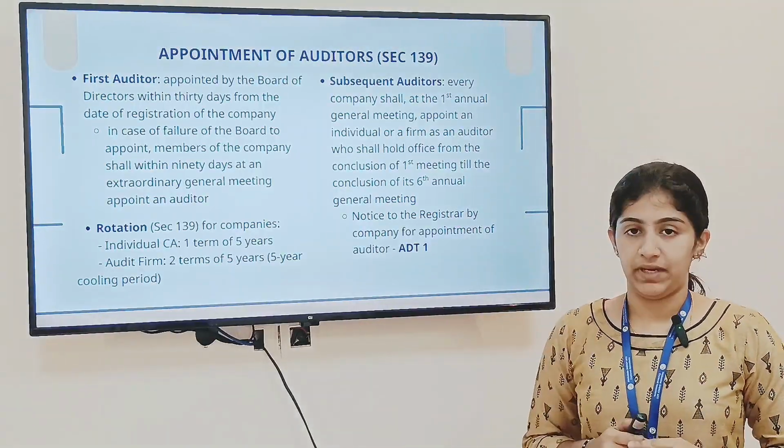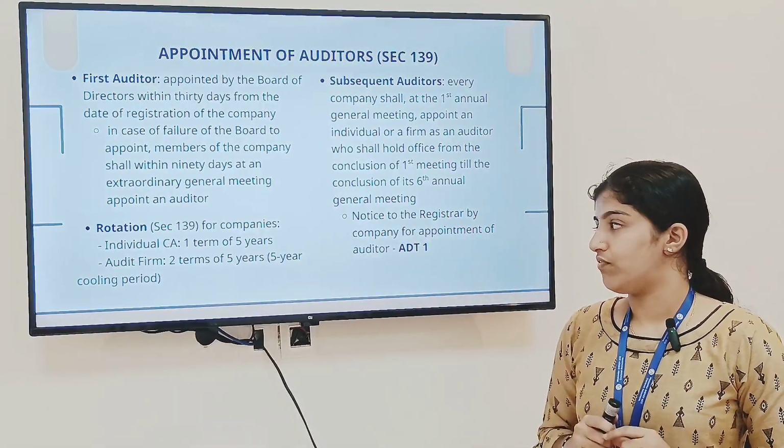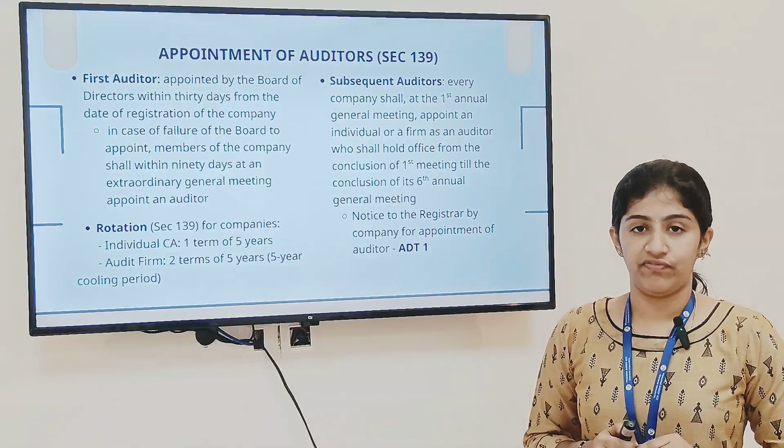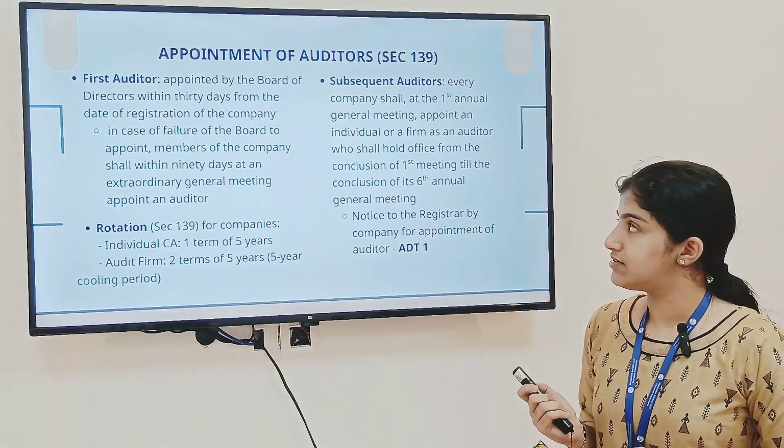Section 139: for companies, individual CA, 1 term of 5 years; audit firm, 2 terms of 5 years, with a cooling period of 5 years.